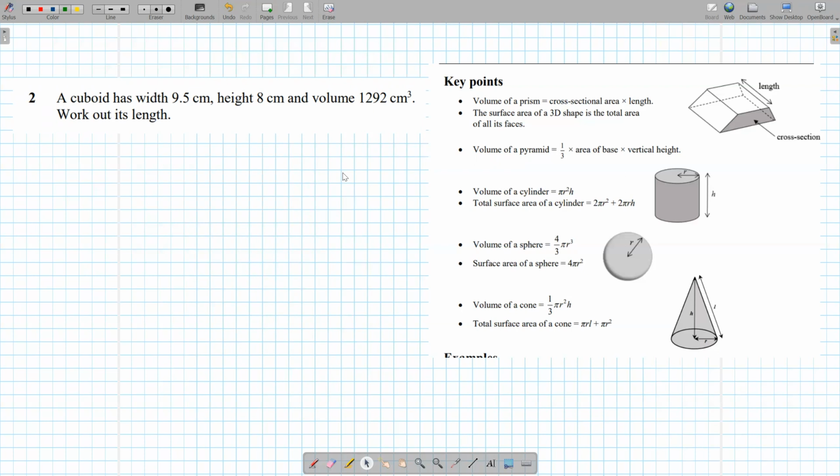Is this an equation? Yes, it is going to be an equation. It is certainly going to be an equation. So 9.5 times 8 times L equals 1292. That's perfect. Yeah, 9.5 times 8 times L equals 1292. How do we solve this equation for L?